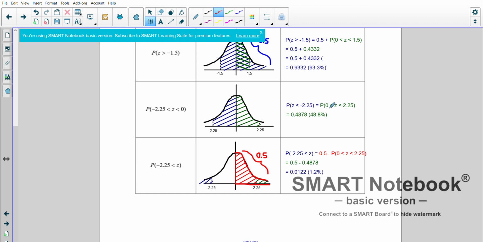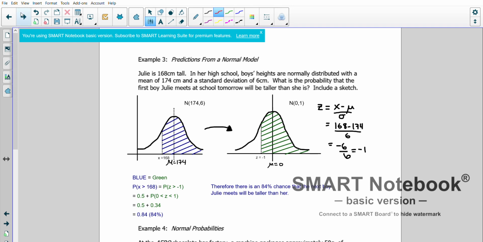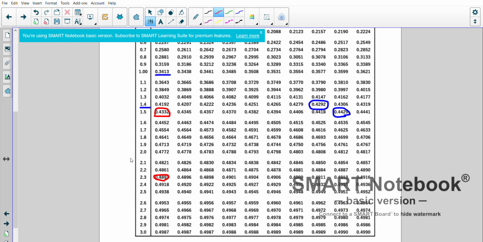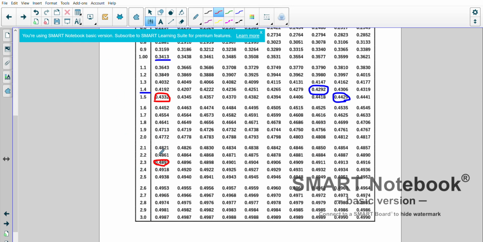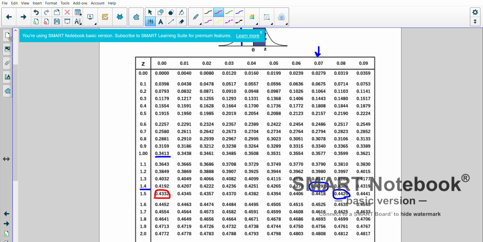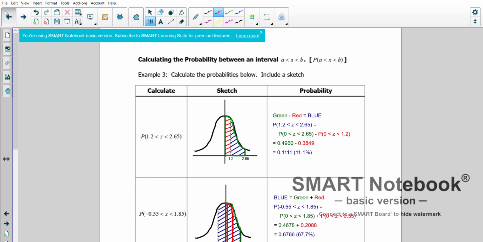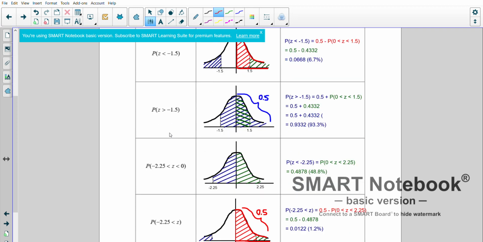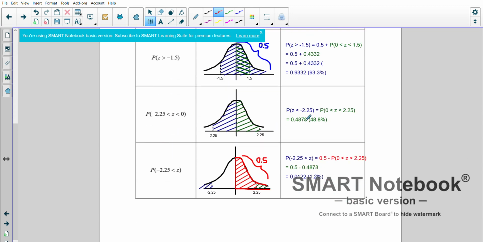So 2.25 positive, 2.2, and then the column 5, which gives 0.4878. Just confirm that. And that is what I wrote down.